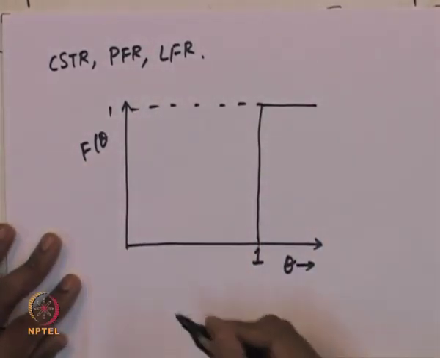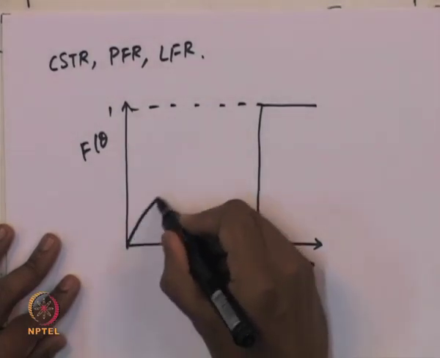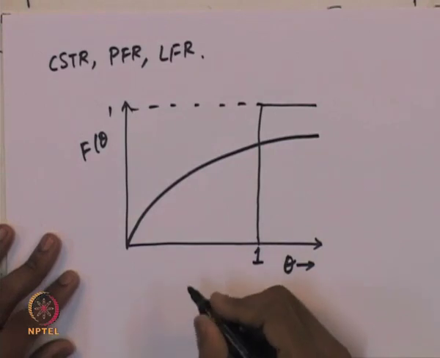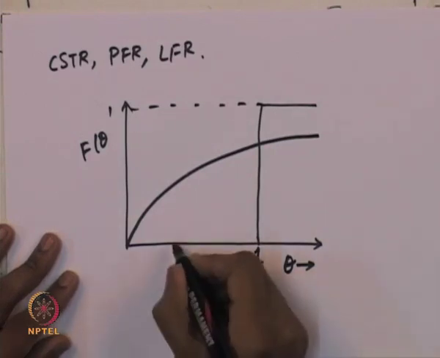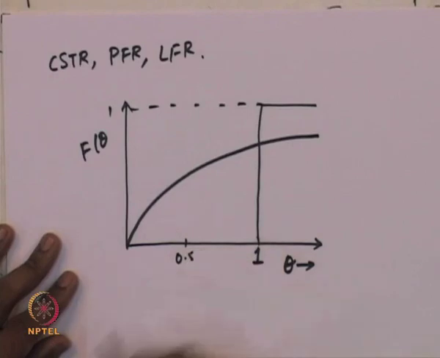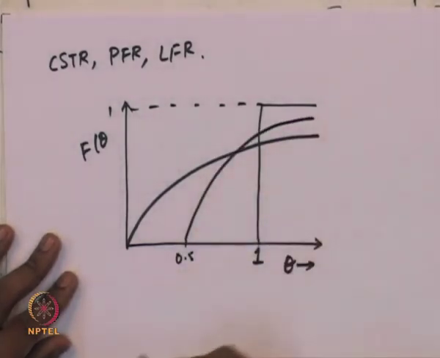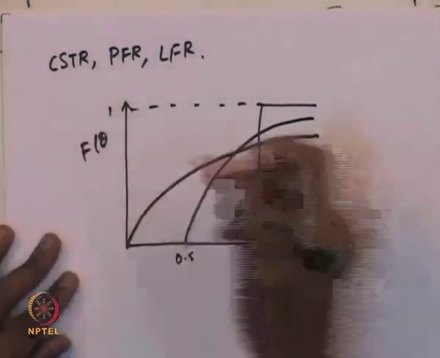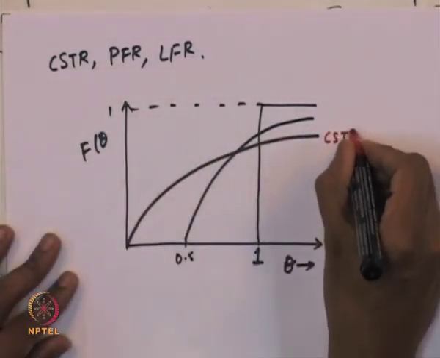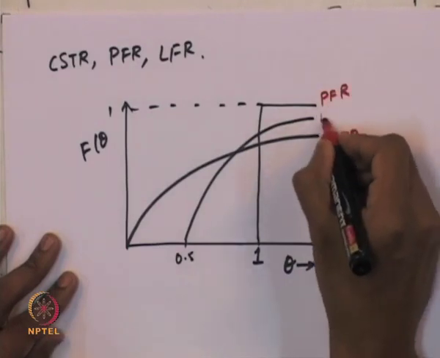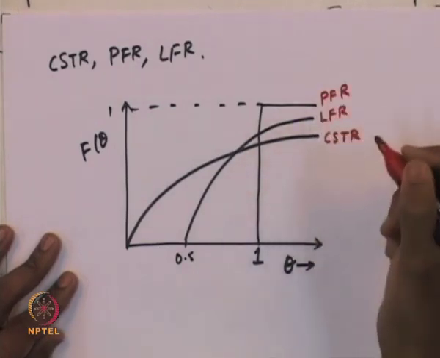Then for a CSTR, that is the F curve that one would get for a CSTR. Now, if you plot for the laminar flow reactor, it starts at 0.5 and it appears somewhere in between the CSTR and the plug flow reactor. So, this is the F curve for CSTR, this is the F curve for plug flow reactor, and this is the F curve for laminar flow reactor.